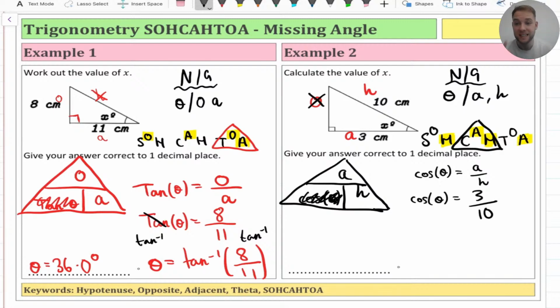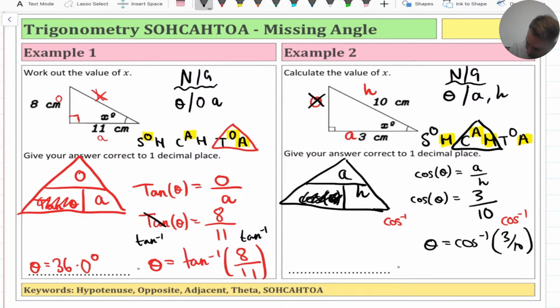Now, the last little stage, and this is the new step, isn't it? I don't want cos of theta. I just want theta on its own. So what I need to do is get rid of that cos next to the theta. And I do that by doing the inverse of cos, which is cos to the -1. So that leaves me with theta is equal to cos to the -1 of 3 over 10.